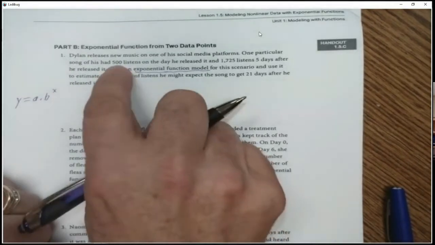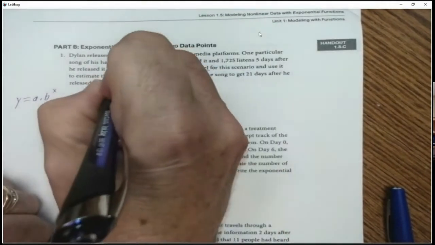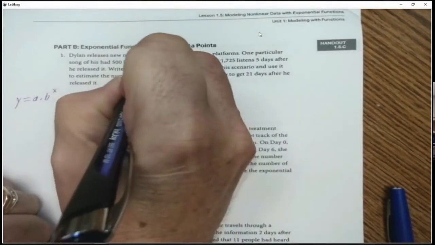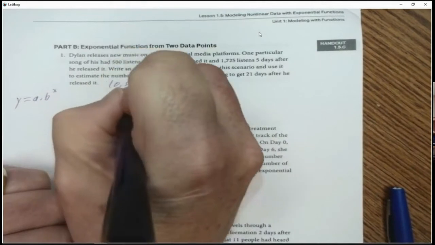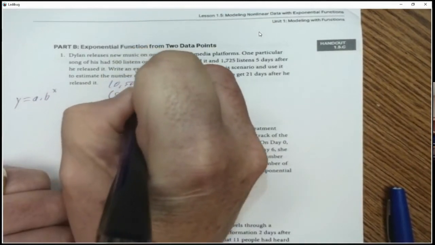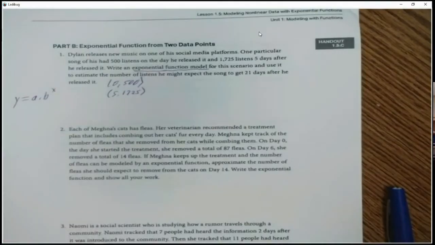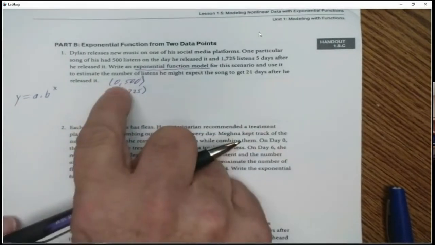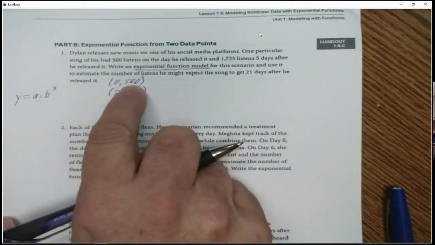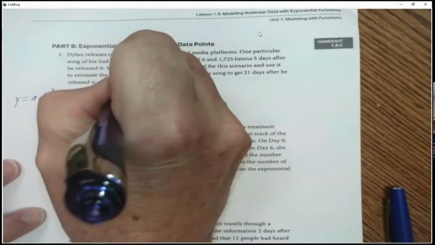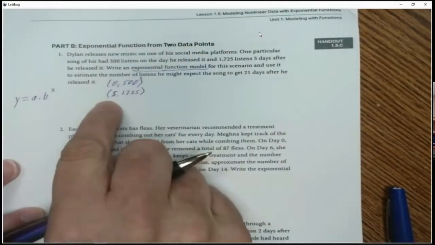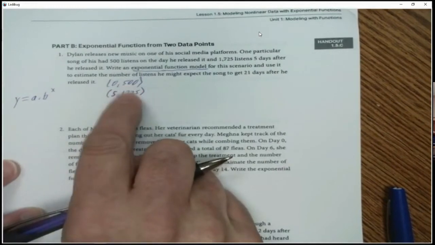All we know is at day 0, we have that point, (0, 500). And we know we have another point at day 5, (5, 1,725). We know when x is 0, the y is 500. When x is 5, I need to make that 5 a little clearer. When x is 5, the y is 1,725.